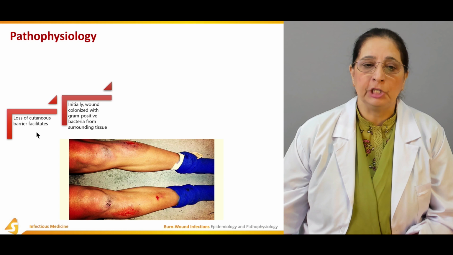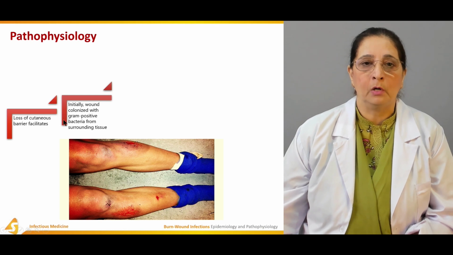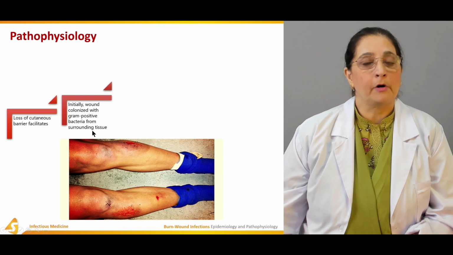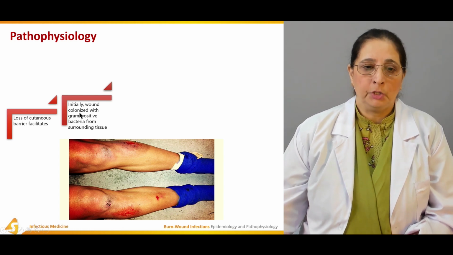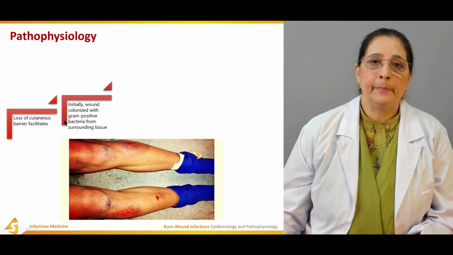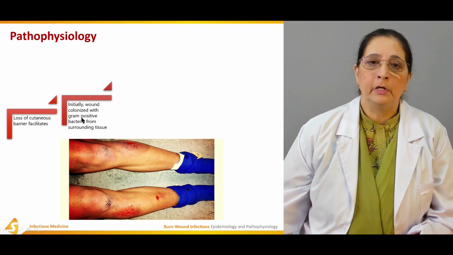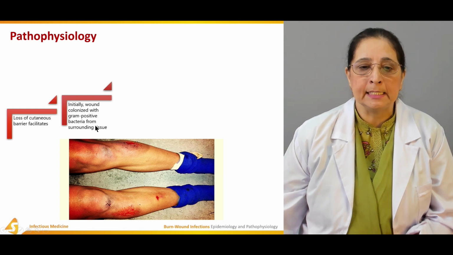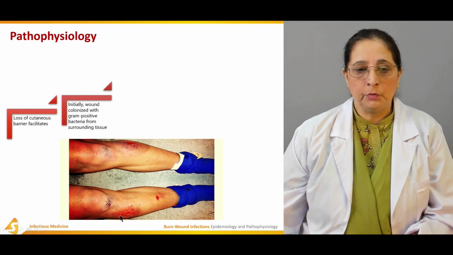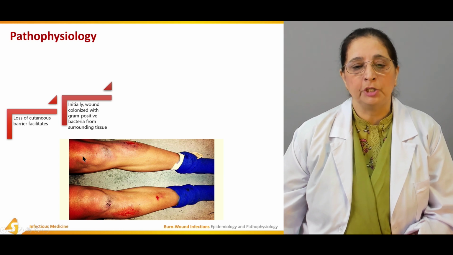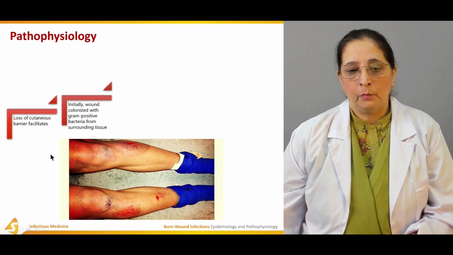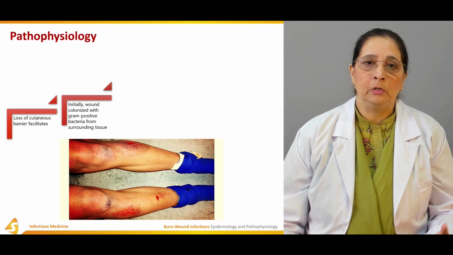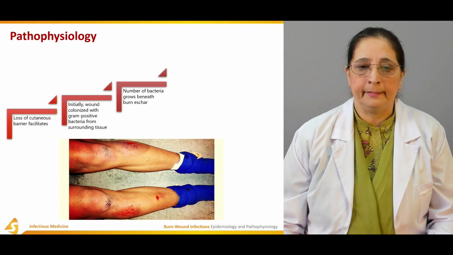facilitates initially the wound being colonized with gram-positive bacteria from surrounding tissue. So first, the loss of the skin barrier leads to the colonization of the burn wound with gram-positive bacteria from surrounding tissue. This is the picture of the patient who got the burn wound. So loss of skin leads to the colonization of the bacteria.